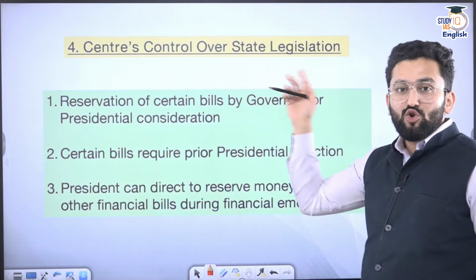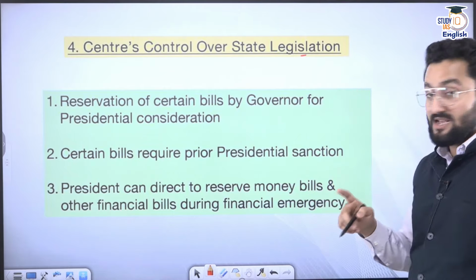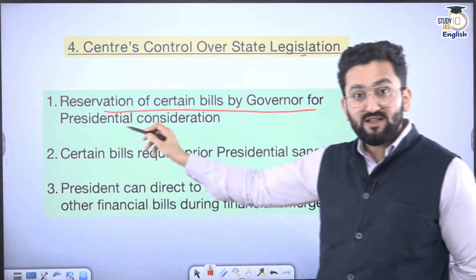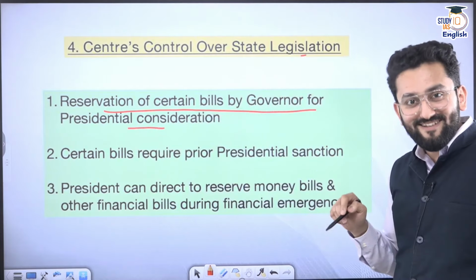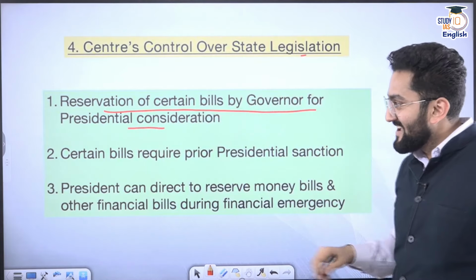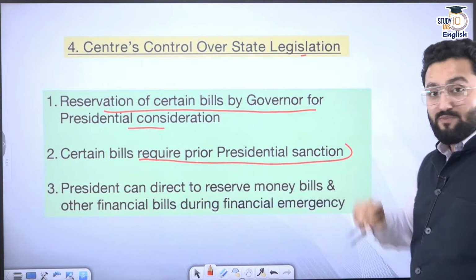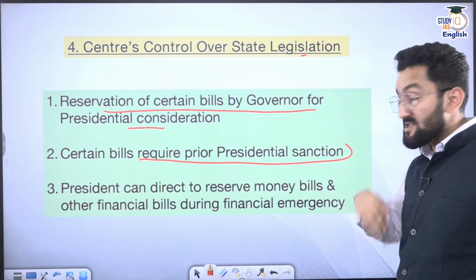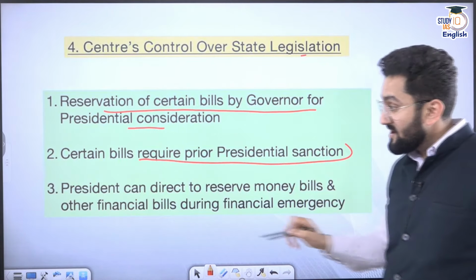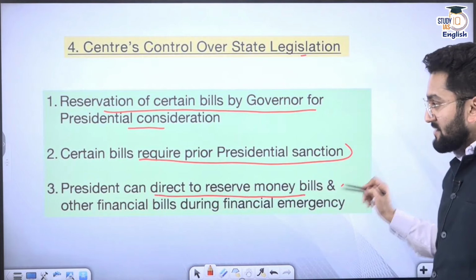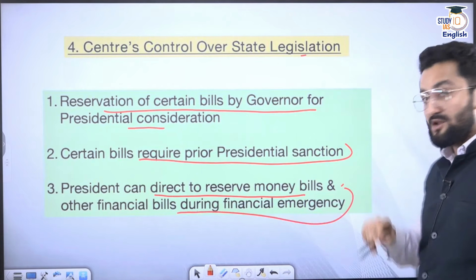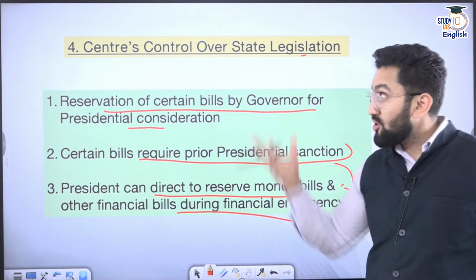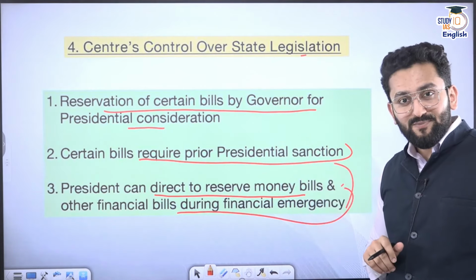Now, Centre's control over state legislation. As I told you, certain bills are reserved by the Governor for the consideration of the honorable President. I gave you the example of Rajasthan. Certain bills require prior presidential sanction. So in this case also the Centre has control, because the President is going to act on the aid and advice of the Council of Ministers. The President can direct to reserve money bills and other financial bills during a financial emergency. So in this case also the President is actually having control on the state's legislative power, right?